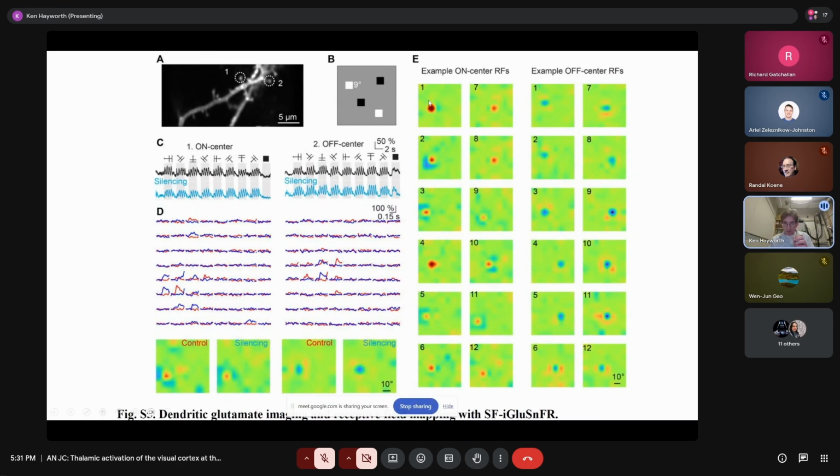And so you can see that these have the classic on center. Orange is saying it's active there, and a blue surround, an inhibitory surround. And then there's other ones like this other synapse here that's an off center. It has a blue center with an orange surround. So these are behaving just like what we would expect classically the lateral geniculate nucleus cells to behave.